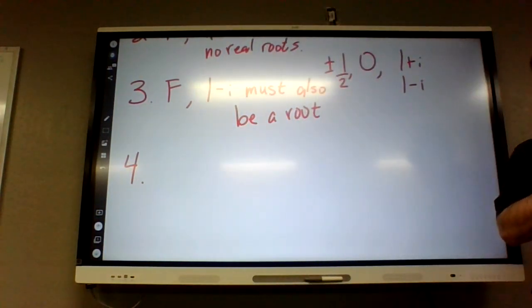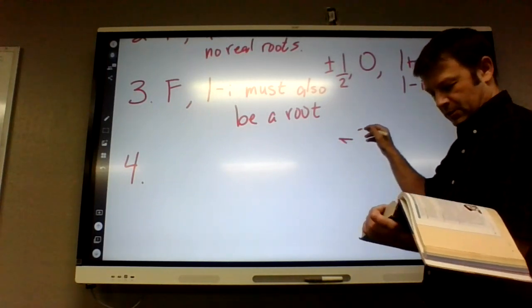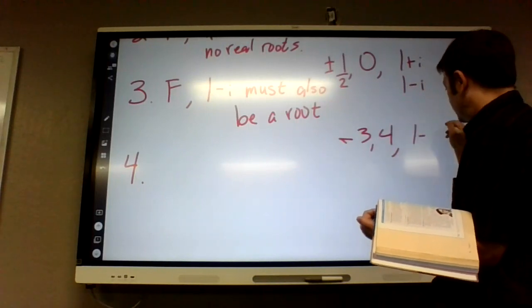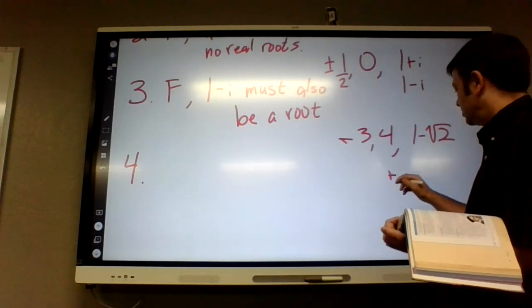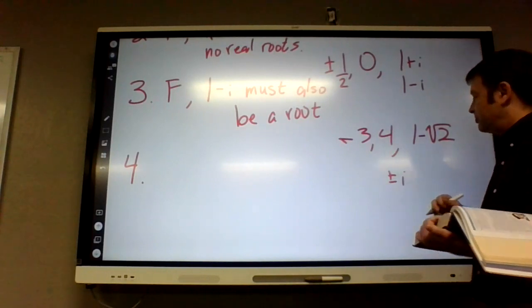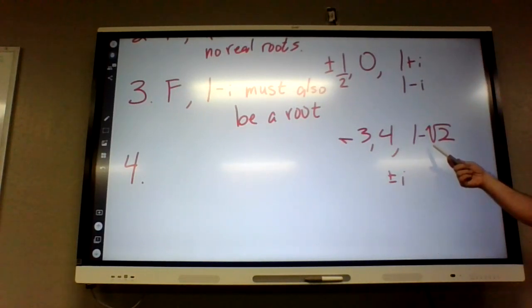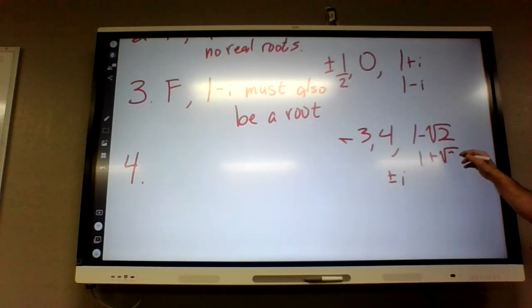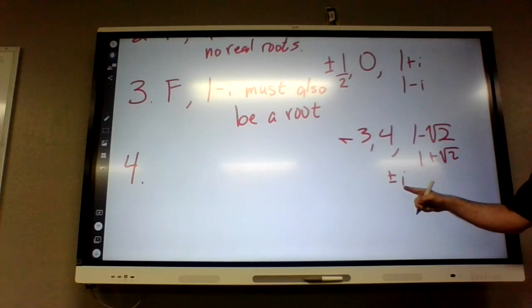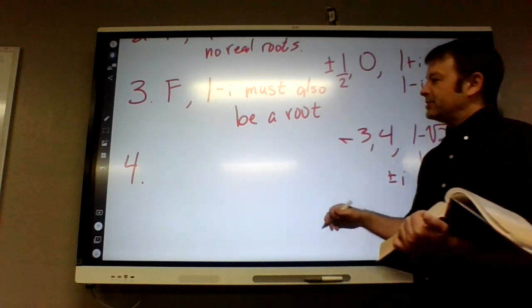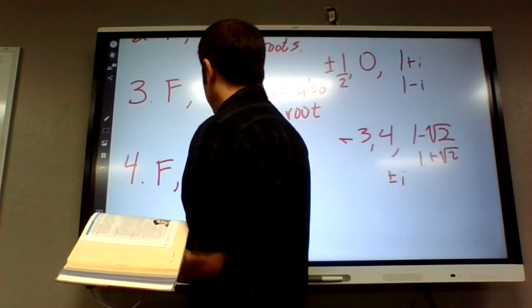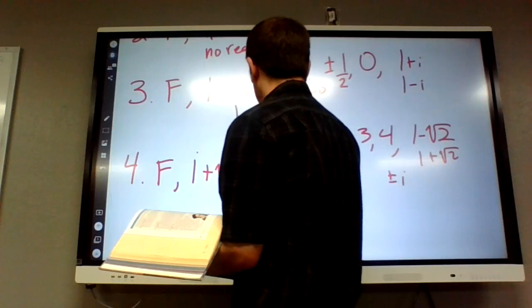Number 4, the roots of a certain fifth degree equation are -3, 4, 1 minus square root of 2, and plus or minus i. This is the same problem. If 1 minus square root of 2 is a root, what else is a root? 1 plus square root of 2. So we have 1, 2, 3, 4, 5, 6, and that can't be a fifth degree, so it's the same as the last problem, I guess. I don't know why they did that twice. Okay, anyway, false. 1 plus square root of 2 must also be a root.